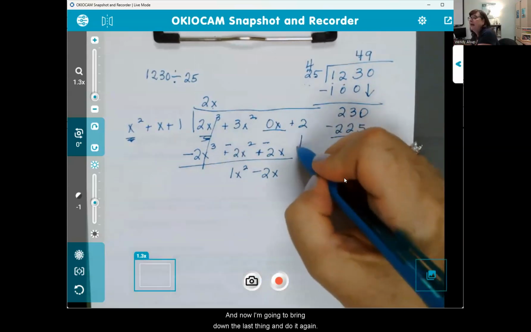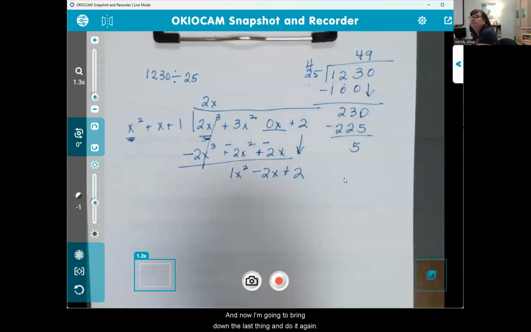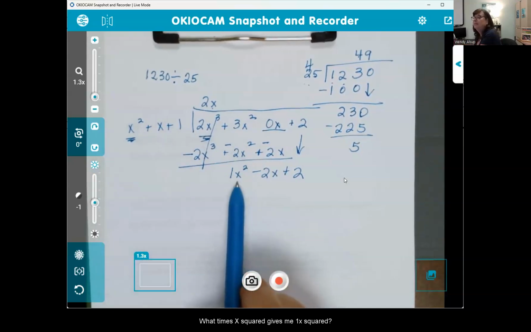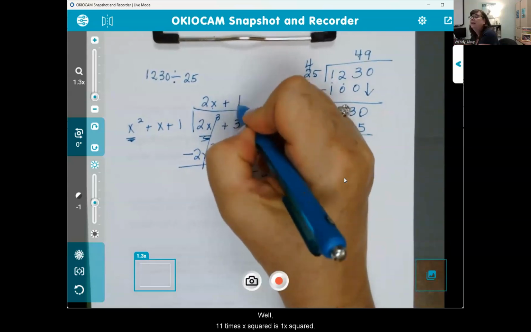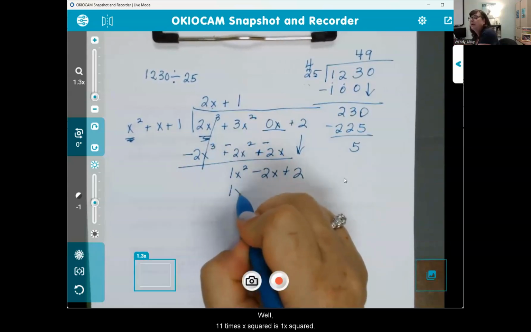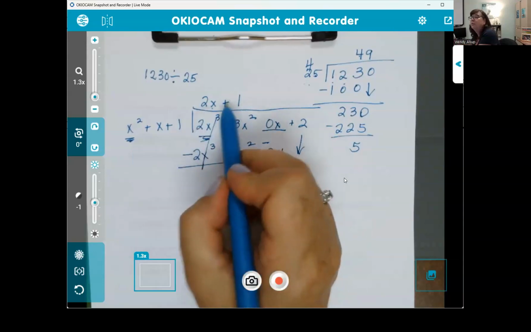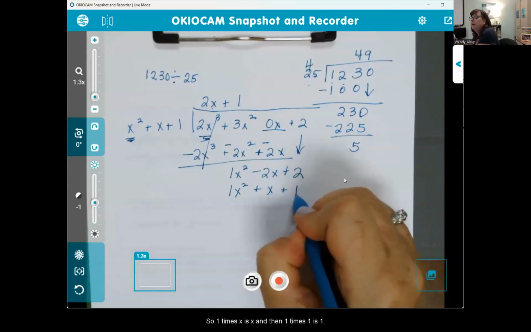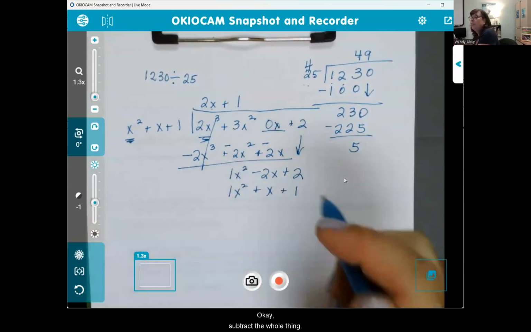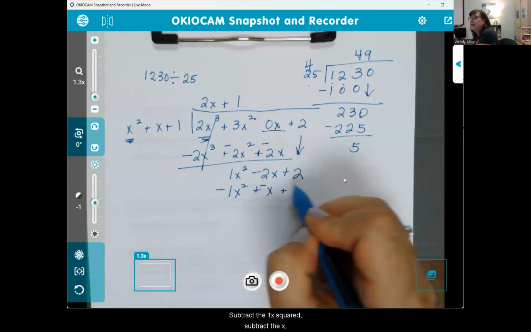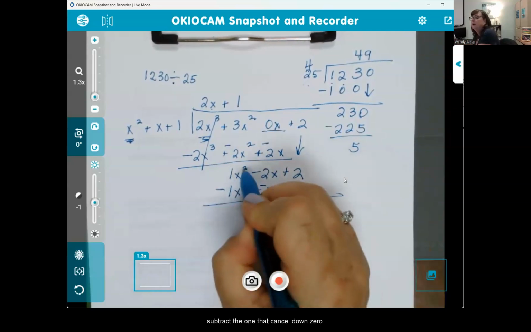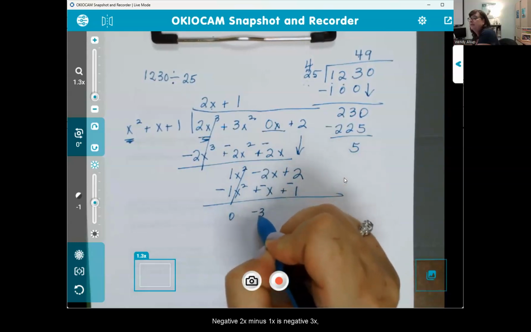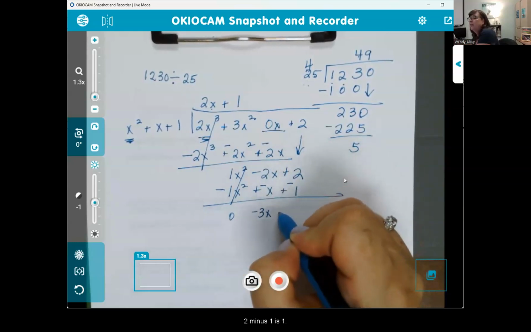And now I'm going to bring down the last thing and do it again. What times x squared gives me 1x squared? Well, 1. 1 times x squared is 1x squared, but I got to multiply the 1 by everything. So 1 times x is x, and then 1 times 1 is 1. Okay? Subtract the whole thing. Subtract the 1x squared, subtract the x, subtract the 1. That canceled out, 0. Negative 2x minus 1x is negative 3x. 2 minus 1 is 1.